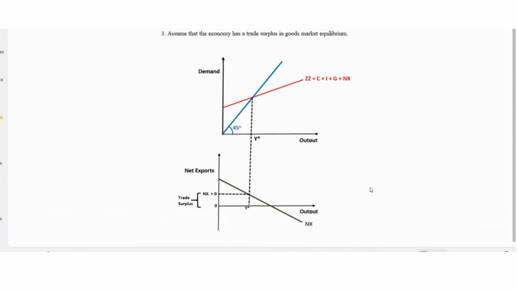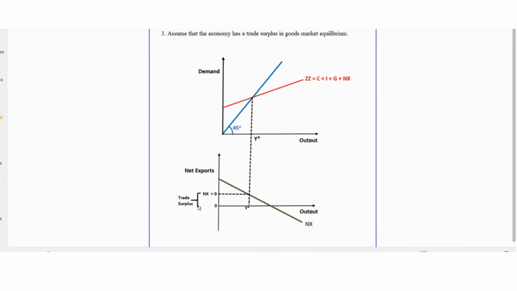It's also very much possible that in the goods market equilibrium we have a trade surplus. Again, in the upper panel, goods market equilibrium is represented by the intersection of the ZZ line and the 45-degree line, which gives us Y star. In the lower panel, we've plotted our net export schedule in such a way that at Y star, net exports are greater than zero. This is the amount of the trade surplus.